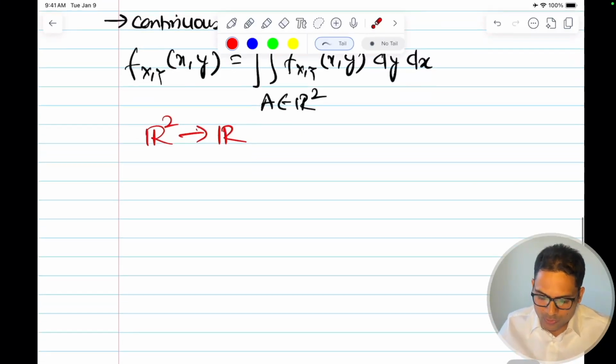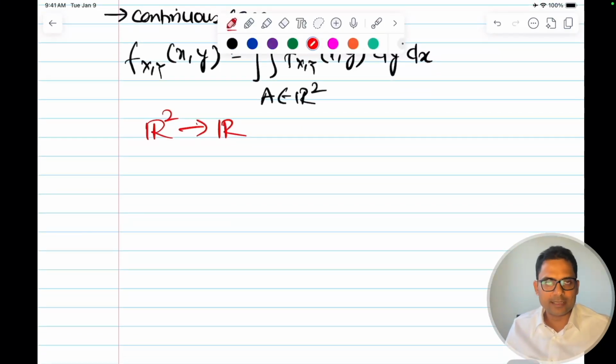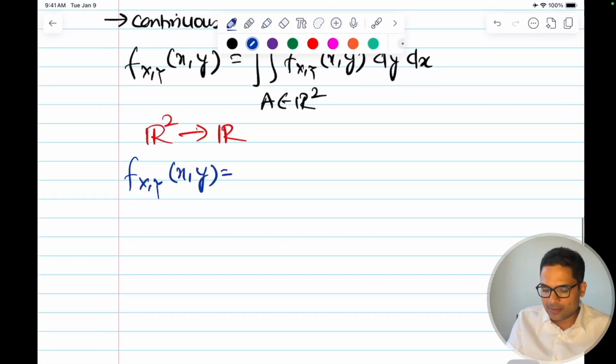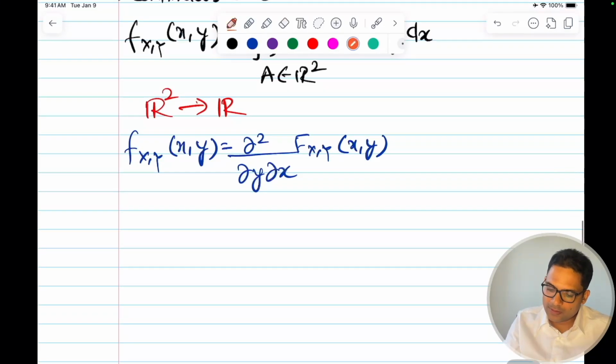Okay, and there's one more thing about the PDF. It is the derivative of the CDF, the cumulative distribution function. So we'll write that in that way also. f of x comma y is equal to the second derivative, so we'll differentiate it with respect to both y and x. This is my CDF and this is my PDF.